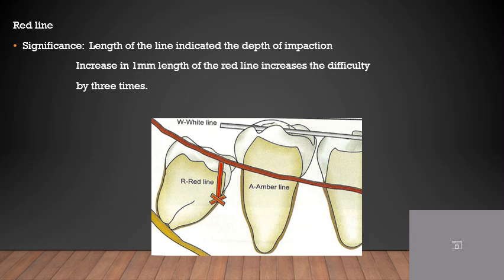At 9 mm or more, the inferior surface of the crown of the impacted tooth may be close to the apex of the second molar, so the chance of denuding the second molar is considered. Removal of the second molar is also considered if the red line is surpassing 9 or 10 mm. The significance is that the length of this line indicates the depth of the impaction. An increase of 1 mm in length shows a 3 times increase in difficulty of the extraction.